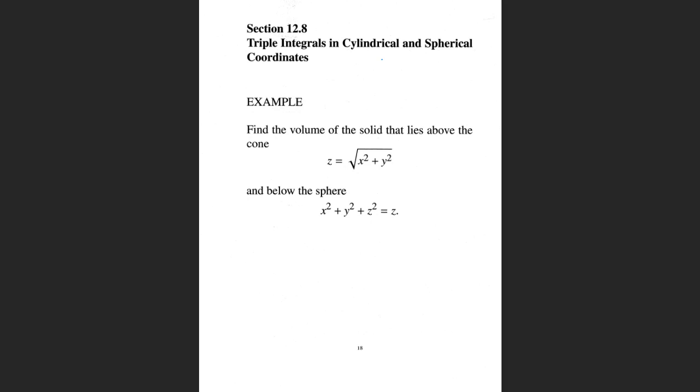So in this problem, we want to find the volume of a solid that lies above the cone given by z equals the positive square root of x squared plus y squared, and below this sphere. Let me give you a moment to copy the example down, and let's look at this example.